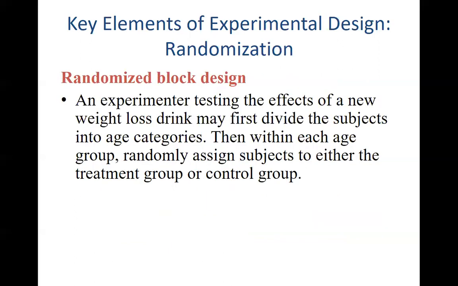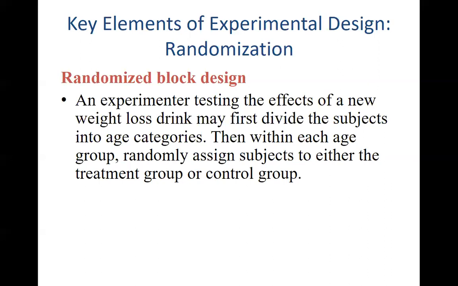Okay, so look at this one. An experimenter testing the effects of a new weight loss drink may first divide subjects into age categories, and then within each age group, randomly assign subjects to either the treatment group or the control group. Now, you guys are still in high school. You do not have this problem yet, but do you think age impacts how easy it is for you to lose weight? Absolutely. Just wait till you turn 40, and try to go on a diet, and it gets really tough to be able to see any big change in your weight.